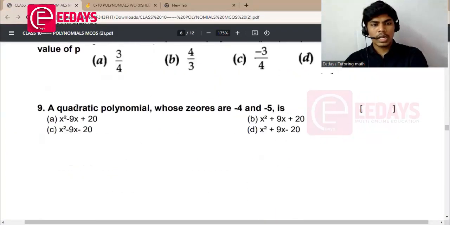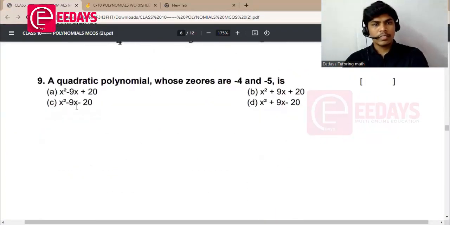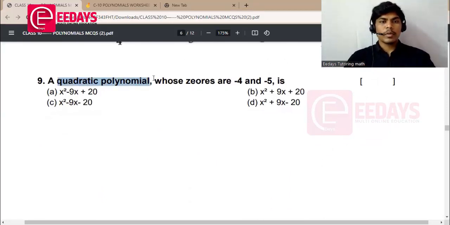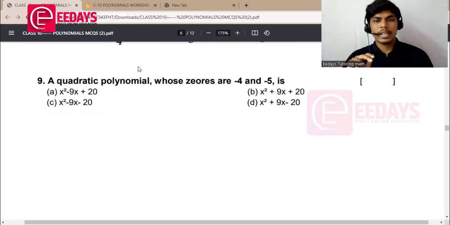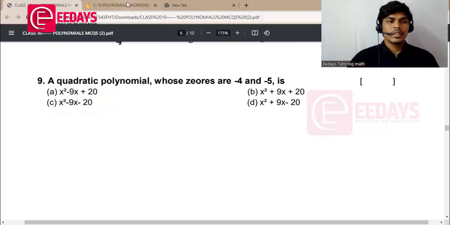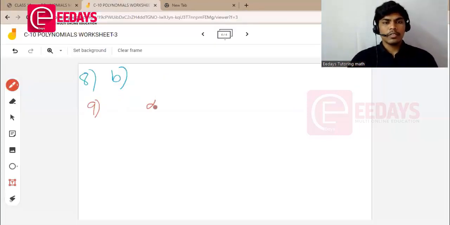Let's move on to the ninth one. Ninth one also same model. Quadratic polynomial whose zeros are minus 4 and minus 5. I already told you if they give zeros only, you have to find the quadratic polynomial. We have one standard form. So substitute in the standard form and tell me the answer, anyone. Okay, I'm writing alpha would be minus 4 and beta is minus 5.